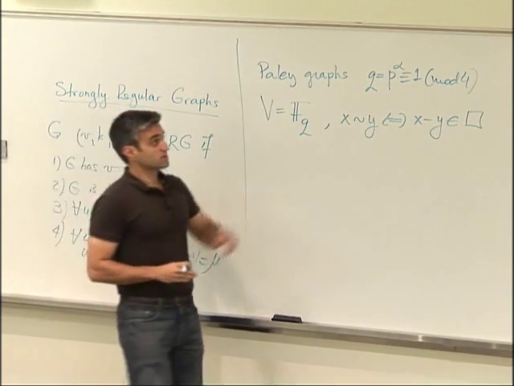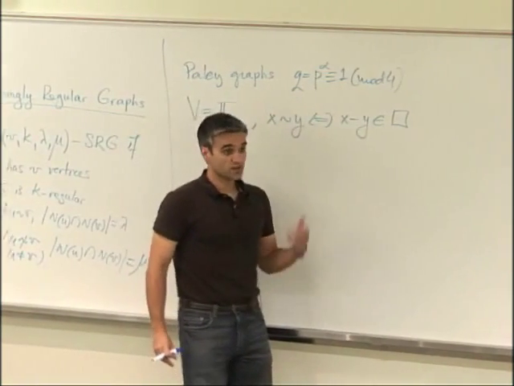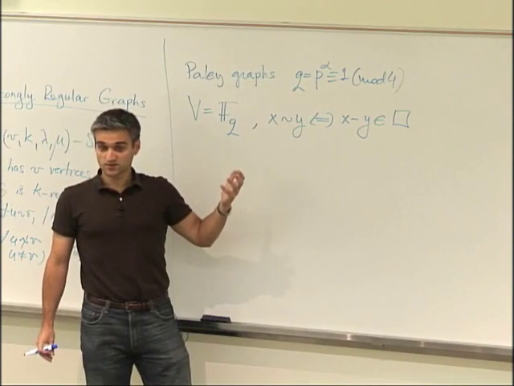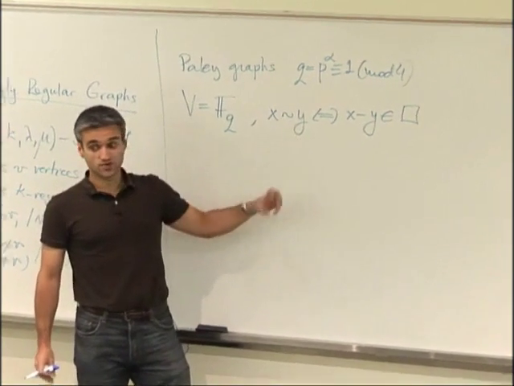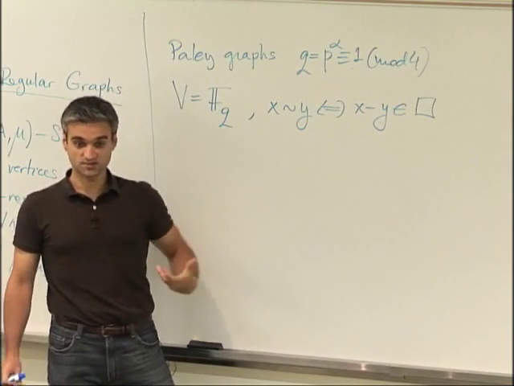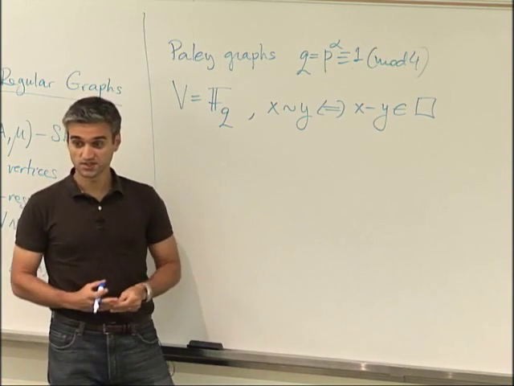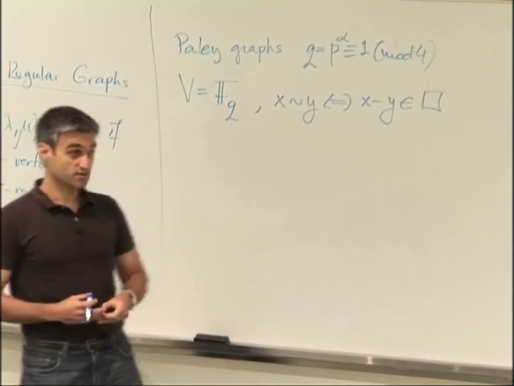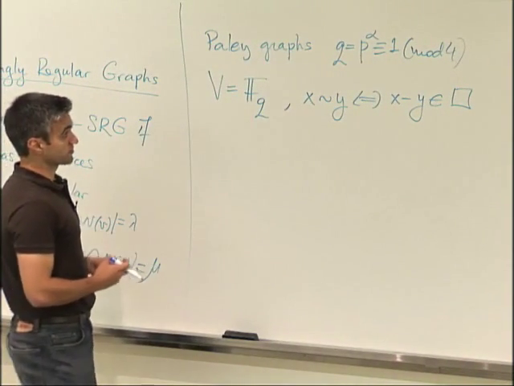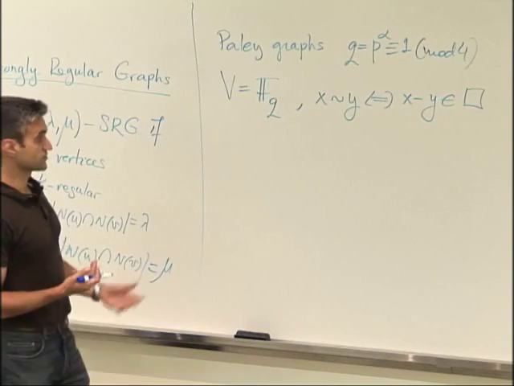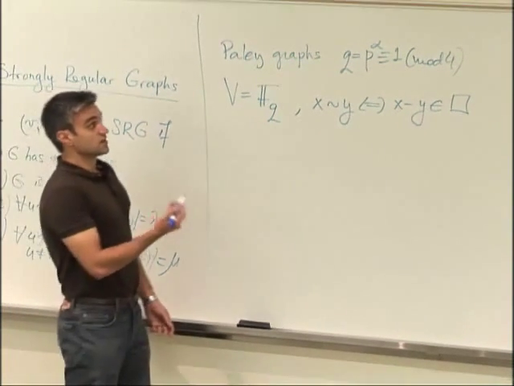And the fact that you take Q congruent to 1 mod 4 ensures that this is actually an undirected graph. It ensures that if x is adjacent to y, then y is adjacent to x. And it's basically equivalent to saying minus 1 is a square. And it's known that minus 1 is a square if and only if Q is congruent to 1 mod 4. But this is an example of strongly regular graphs. You still have to prove that.